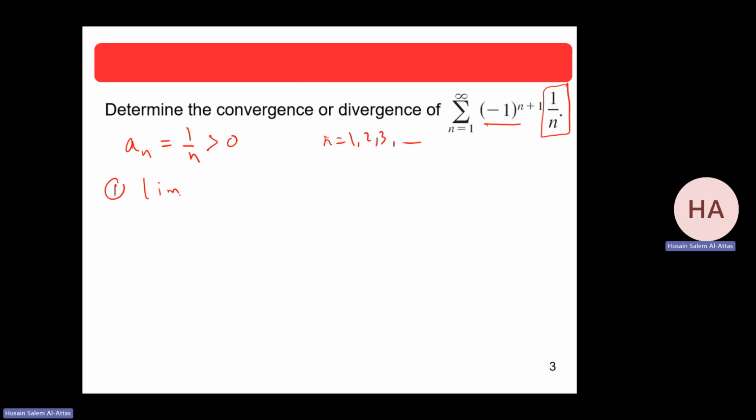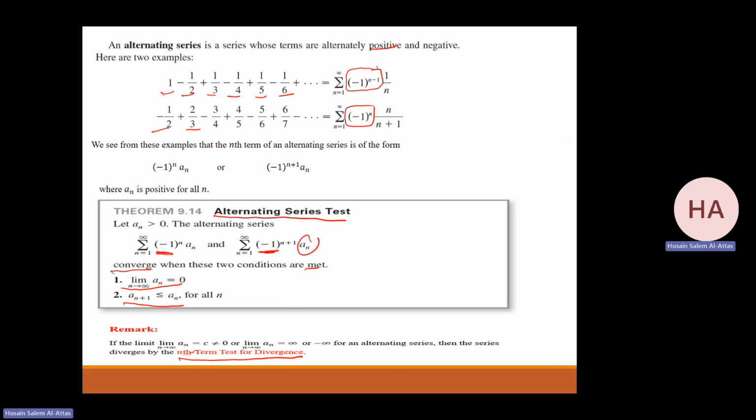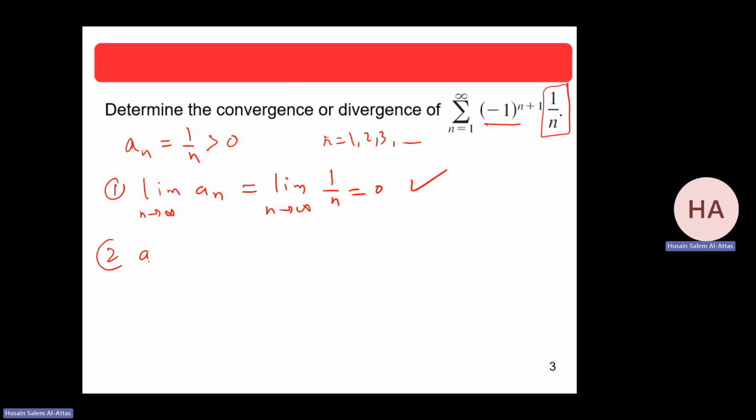First, what is the limit of a_n as n goes to infinity? That will be the limit as n goes to infinity of 1 over n, and that is 0. Done. Second condition, a_(n+1) will be what? 1 over n plus 1. And that is for sure less than 1 over n, which is a_n, since the denominator is bigger, so the value is less. So the second condition is satisfied. This is for all n. Actually, you don't need it for all n. A specific n is also okay.